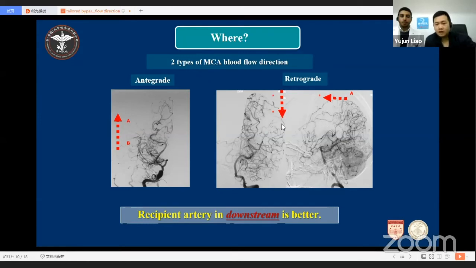So in this kind of patient, the B point will be the downstream of the blood flow. So the B point on the right side will be a better choice for anastomosis. This is the first part of my topic today: a recipient artery in the downstream of MCA blood flow is better for anastomosis.